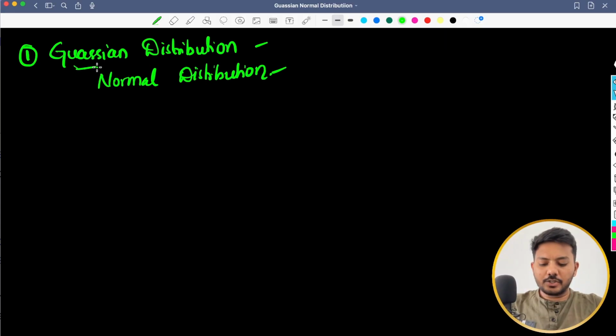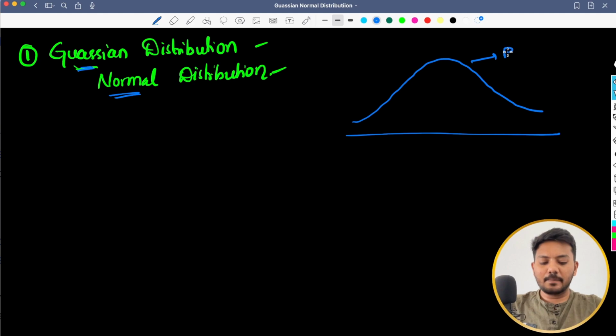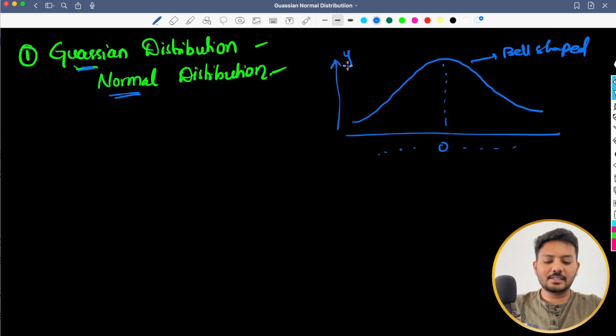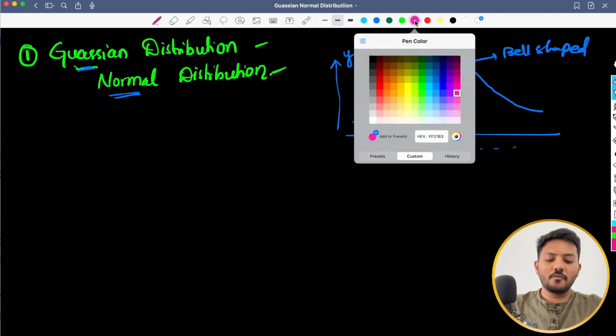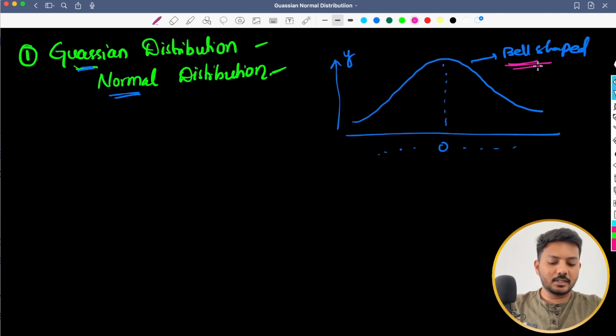What is a Gaussian distribution and what is a normal distribution? So you might have seen in real life some curves like this, right? So this is like a bell shaped curve, and you have the values as 0 here and some values in the x-axis, and you have the y-axis as well. So this is called a Gaussian distribution. We also call it a bell shaped curve.